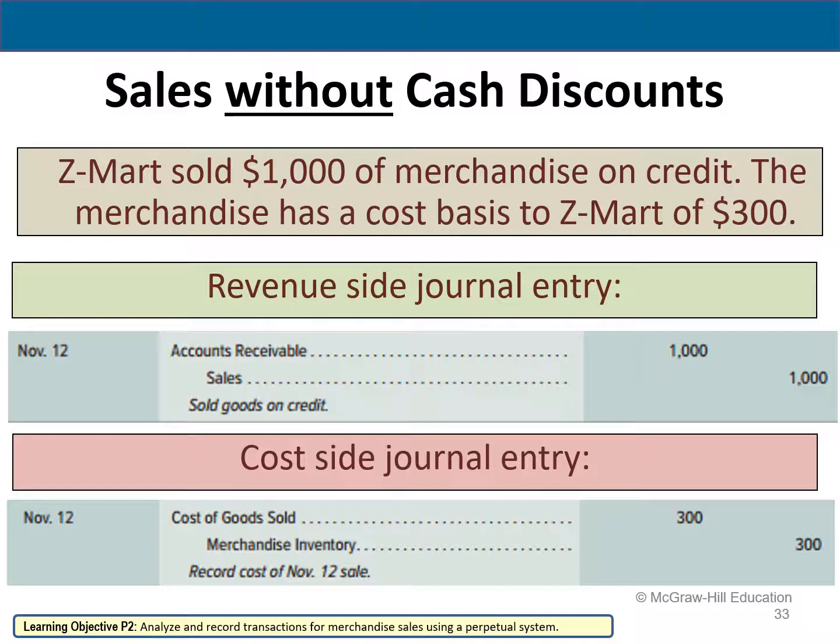Well, then we also have to record the cost side of that entry. And so they tell us that the merchandise had a cost basis of $300. So we record cost of goods sold, that's an income statement account. In order to increase expenses on the income statement, we debit. So cost of goods sold, we debit for $300. And then we reduce, or we remove those goods from our inventory account. And so to reduce inventory, we credit. Okay.